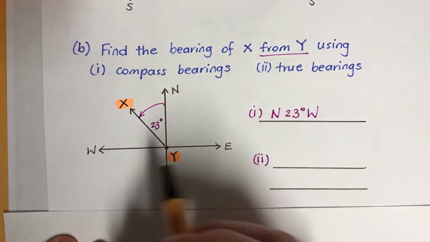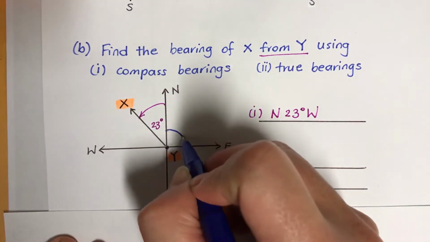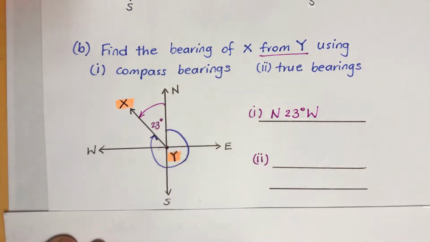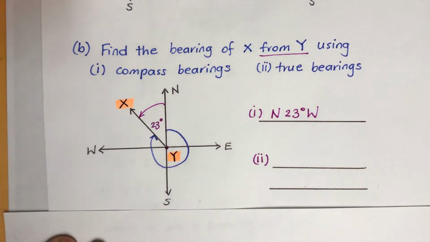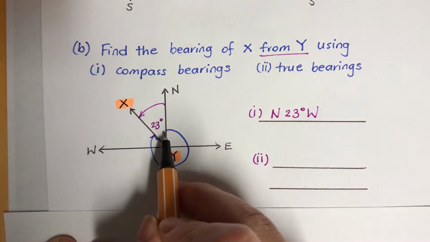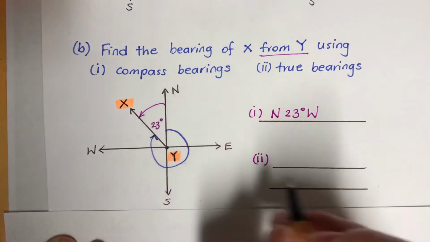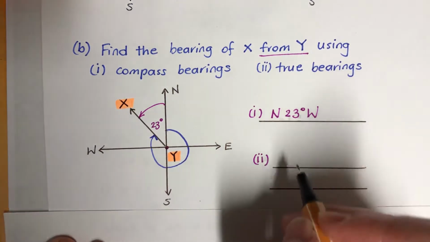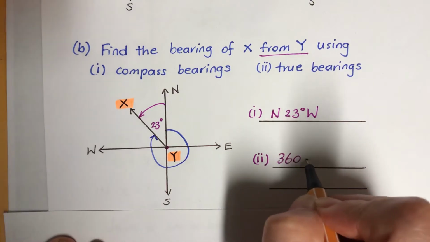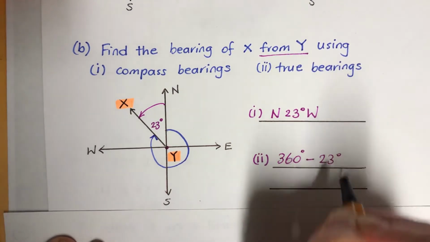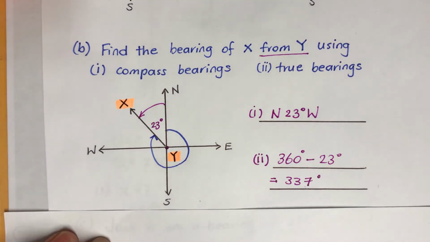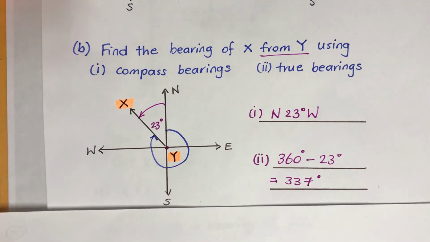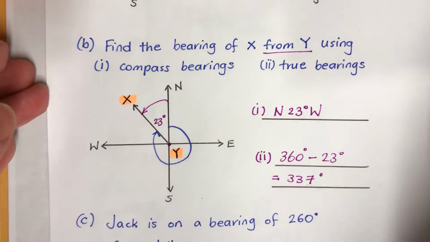Now, true bearings always start from north all the way. So this is the part we have to look for. It's not too bad, because the whole circle is 360. So if I do 360 take away 23, that'll be my bearing, wouldn't it? 360 degrees take away 23 degrees equals 337 degrees. That's my true bearing, and you've got 3 digits there. That wasn't too bad at all. Next one.